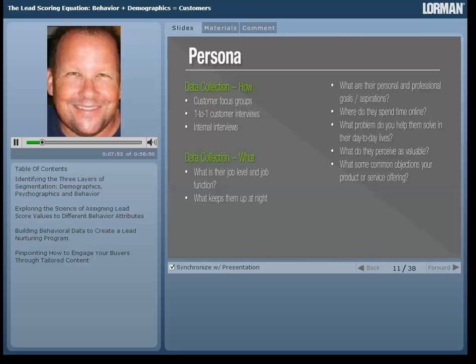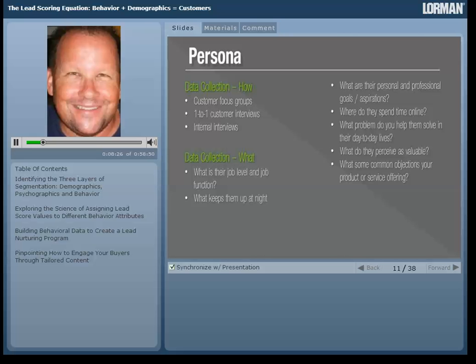So remember, the objective here is to identify commonalities and underlying patterns. So whether you conduct 10 interviews or one brainstorming session or 1,000 interviews, you need enough information to see very clear patterns and leanings. So a couple of suggested questions to consider. What's the person's job level and job function? What keeps them up at night? What are their personal and professional goals and aspirations? Where do they spend time online?